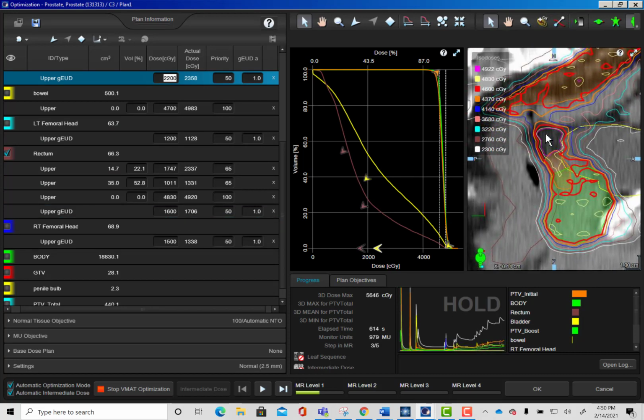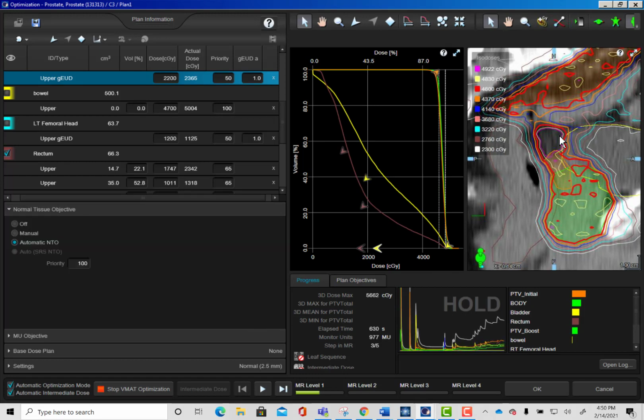Something else you can do: again, this massive hot spot up here, right? It's just getting worse, because the harder we push on the rectum and bladder, it's just dumping dose right above the PTV. And you have to remember, other than the NTO right here, we're not telling it not to do this, right? I don't have a structure here that I'm pushing on at all. The NTO is supposed to handle this, but again, it's a balance, right? Between meeting these constraints and meeting this constraint.